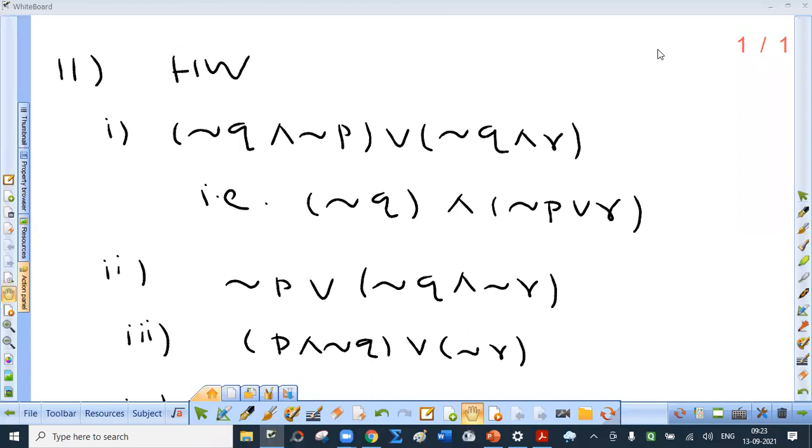Sum number 11 is for homework. Using the rules in logic, write the negations of the following. I have given the answers.